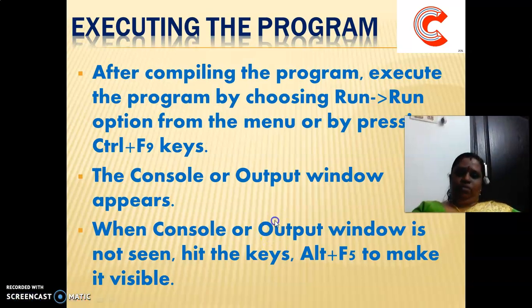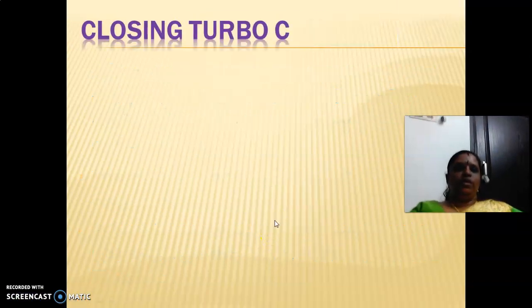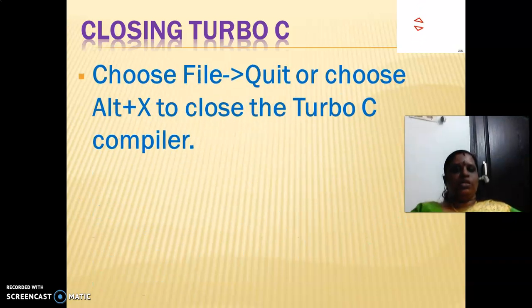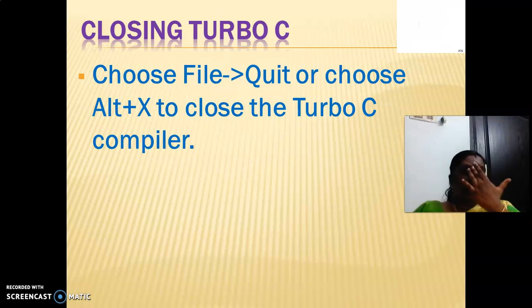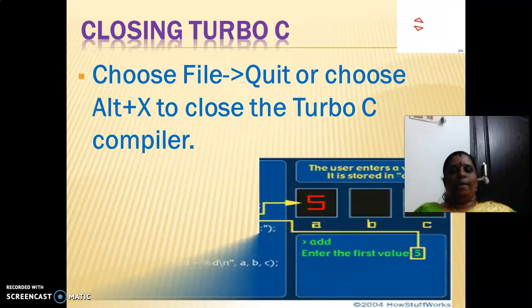Okay. Next one is closing Turbo C. How will we close Turbo C? Choose File, Quit, or choose Alt plus X to close Turbo C. So, you want to go for File and Quit, or choose Alt plus X to close the Turbo C compiler.